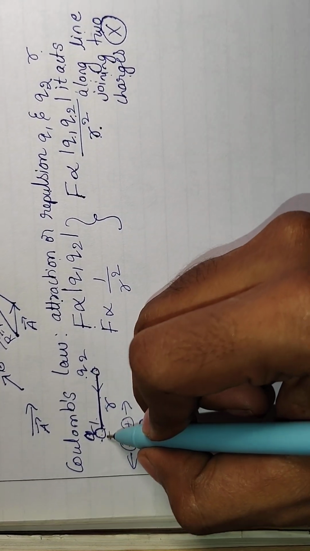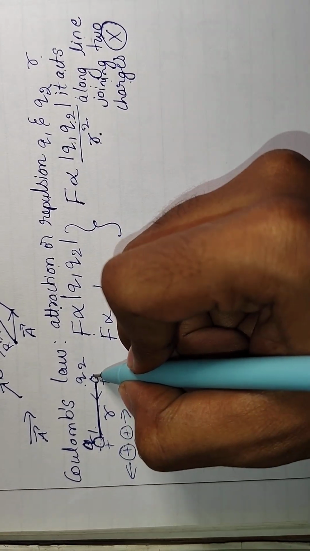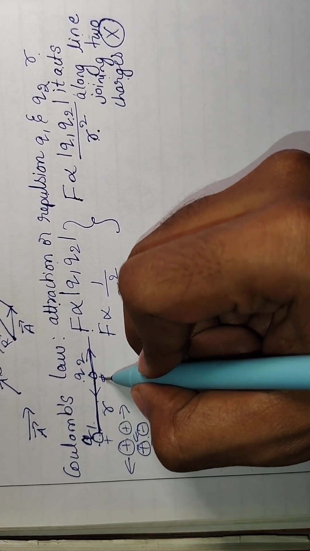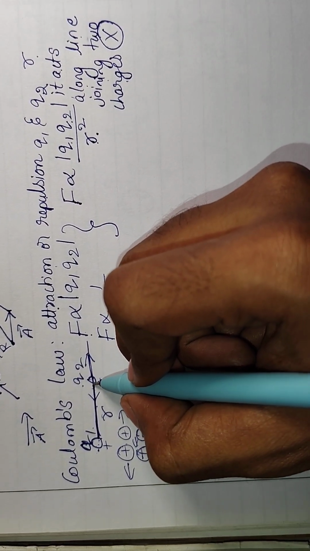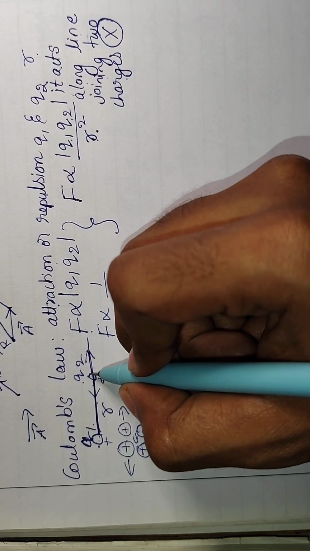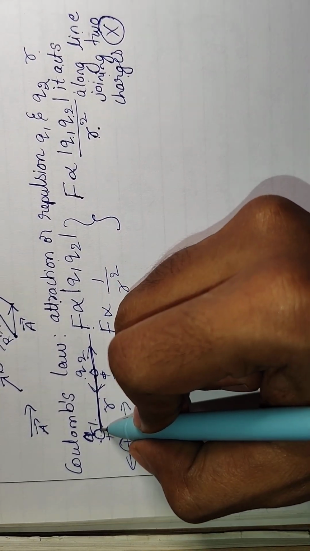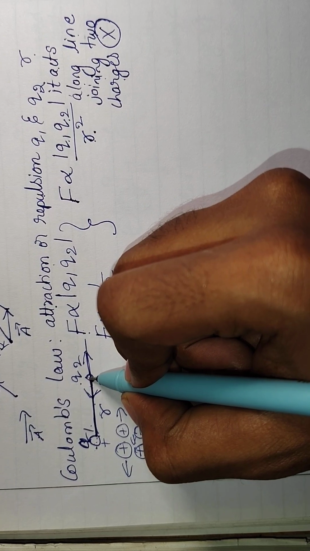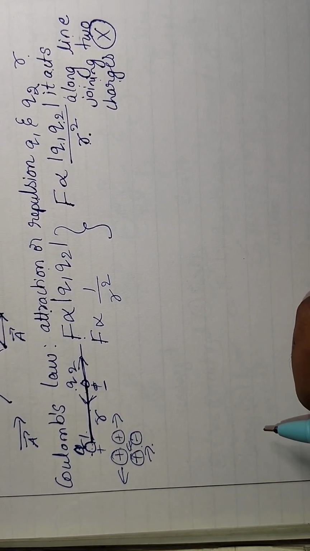If both of them are positive charges, what happens? They will repel. This vector will lie on this straight line. If one of them is a negative charge, what happens? Still they will attract each other. This vector will act in this direction, but it should lie on this straight line between the two charges. So this is what your Coulomb's law tells you.